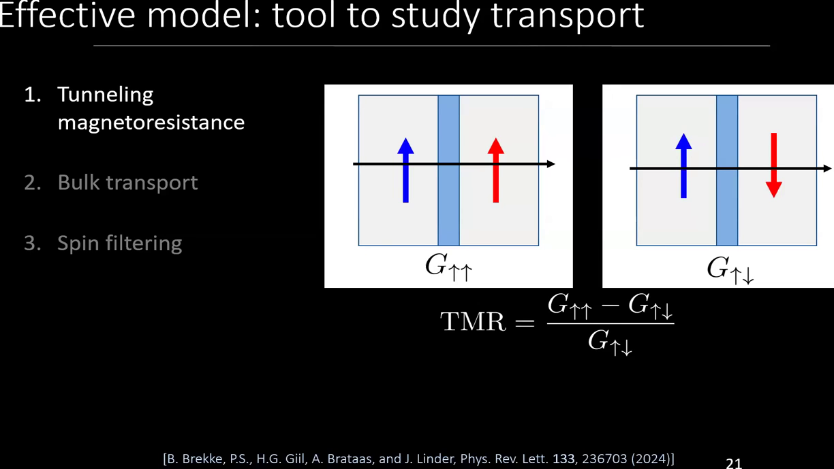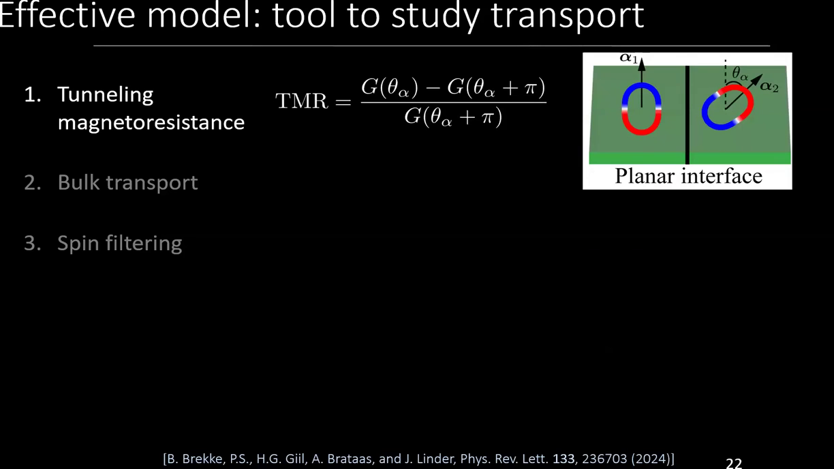But now let's flip one of the spins, say here. Then it's a problem for the material, because we need to somehow move spin-up electrons into the spin-down material. So we need to flip spin, and this comes with some cost. And that's why this G up-down is much smaller. And one can define TMR in the following way. In our case, we can consider a combination of different magnets here and here. So it's a planar interface.